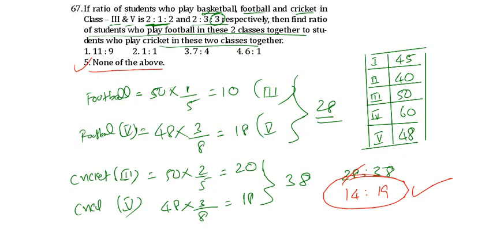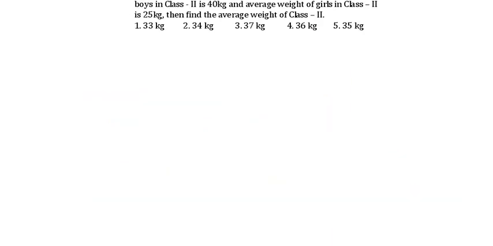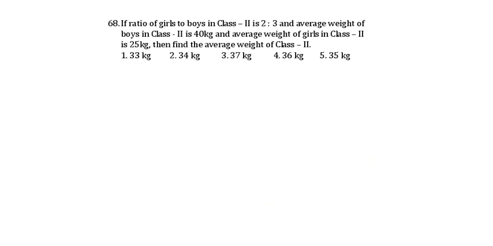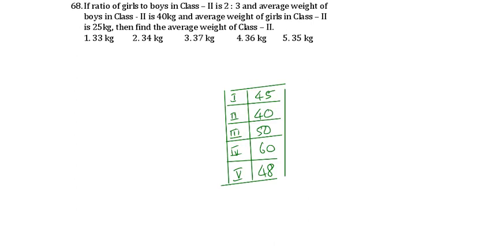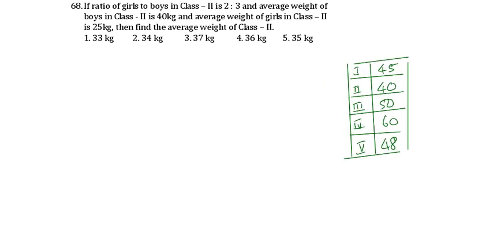See the next question, question 68. If the ratio of boys to girls in class 2 is 2 is to 3 and the average weight of boys in class 2 is 40 and average weight of girls in class 2 is 25, then find the average weight of class 2.